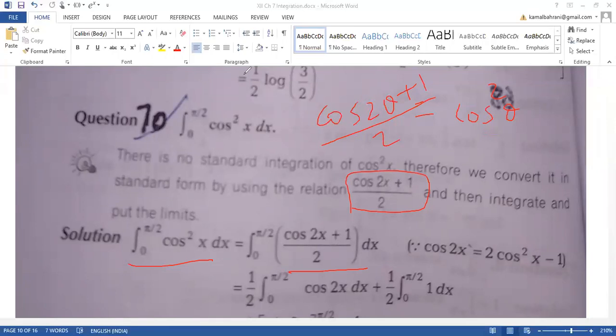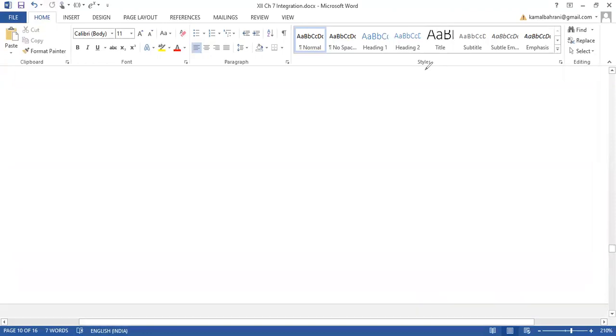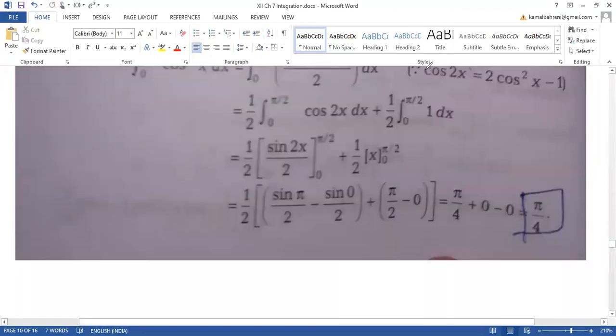Now you can separate them, cos 2x plus 1, divided by 2, dx. You know the integration, just now we have done the integration of this. So cos 2x will give sin 2x by 2, plus 1 by 2 x. Now you just put the limit and get the answer. You will get the answer as pi by 4. Clear? That is all.